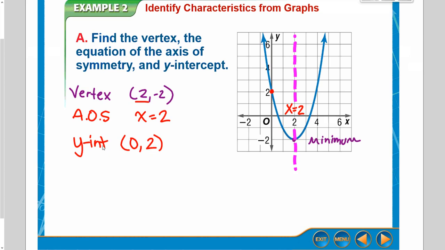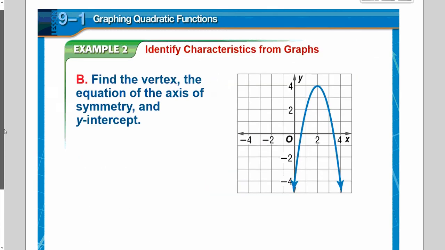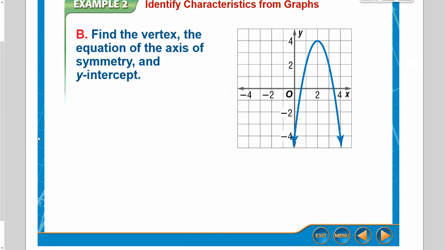Let's go ahead and look at the next example here. All right, right there. Find the vertex and the equation of the axis of symmetry and y-intercept. So if you wanted to, you could totally pause the video and see if you can do it, and then you'll know you're kind of good on this, right? If not, you might want to go back and listen to the explanation. So here we are. We have the vertex. It is the very tippy top. It's actually a maximum at this point.